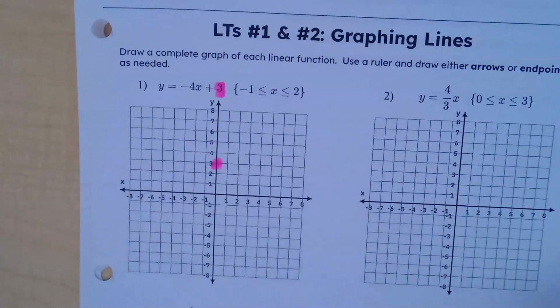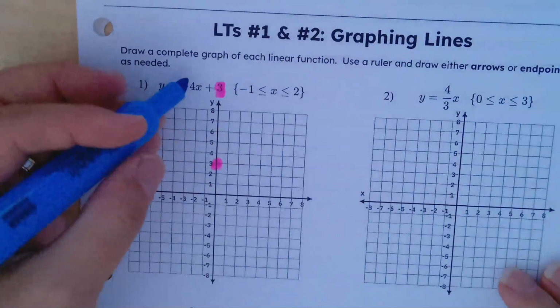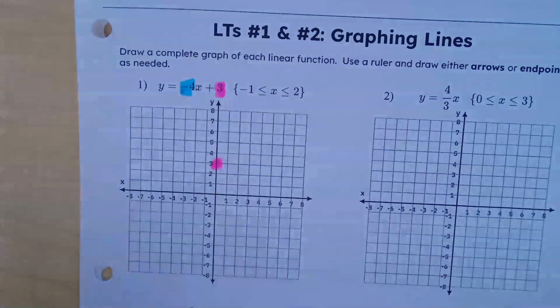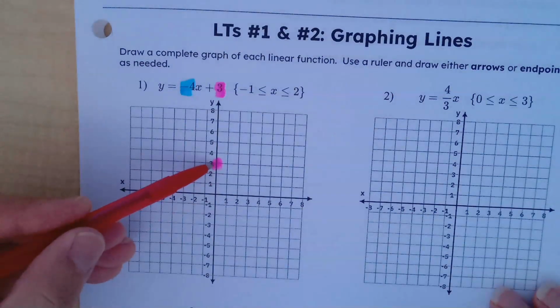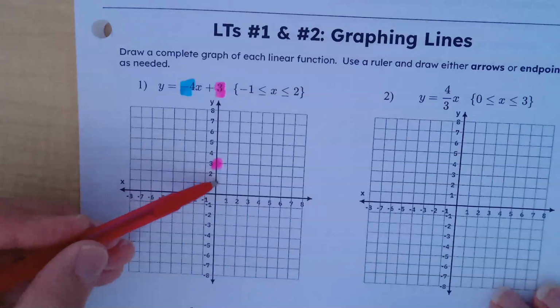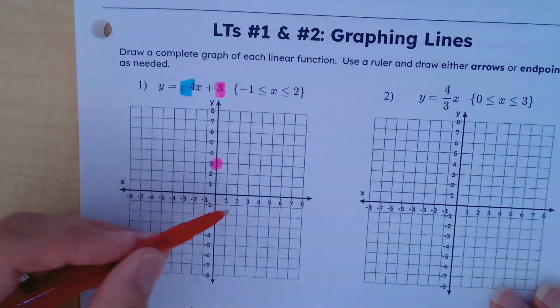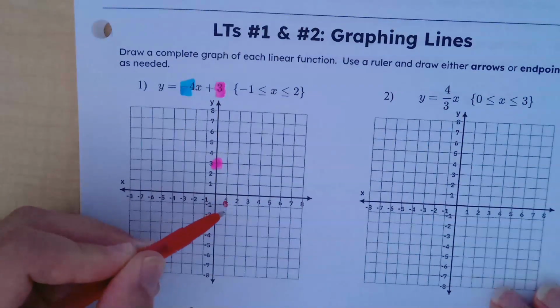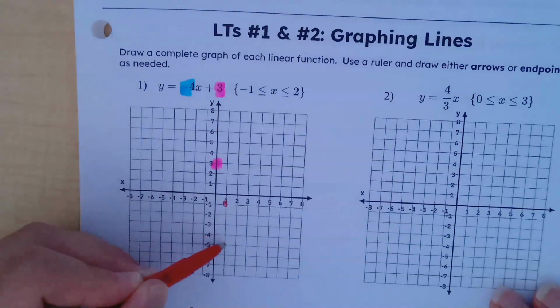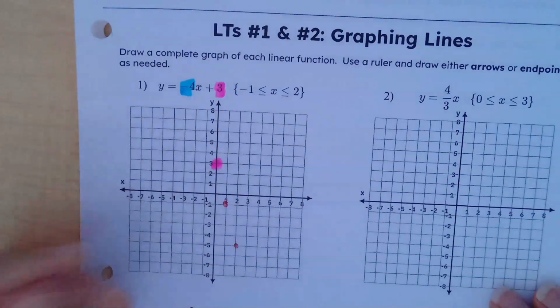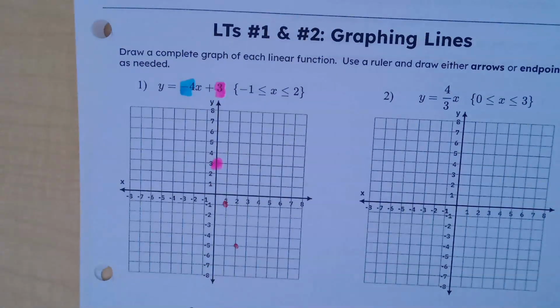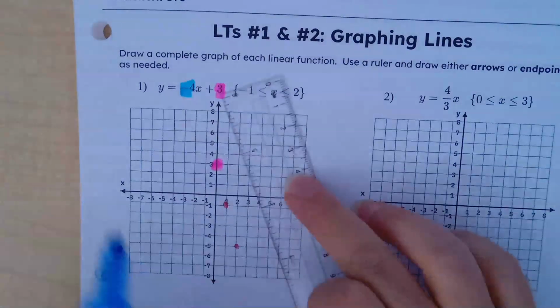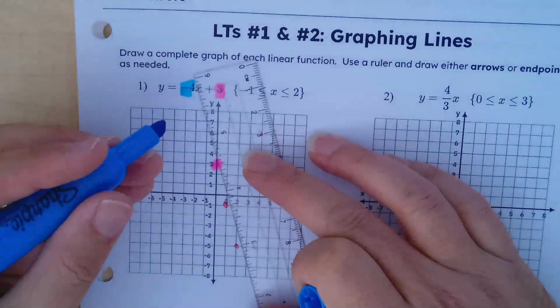Now my slope is -4. So that means from this point right here, I'm going to go down 4 and over 1. Down 4 squares, 1, 2, 3, 4, and over 1. And then I'm going to use my ruler to draw a line. Okay? And here we go.